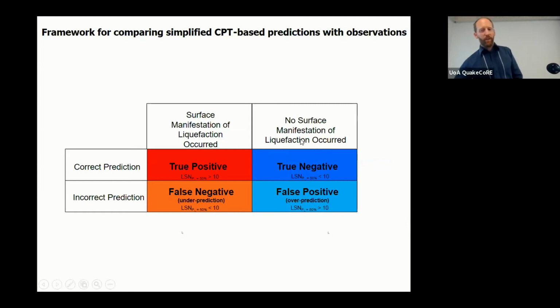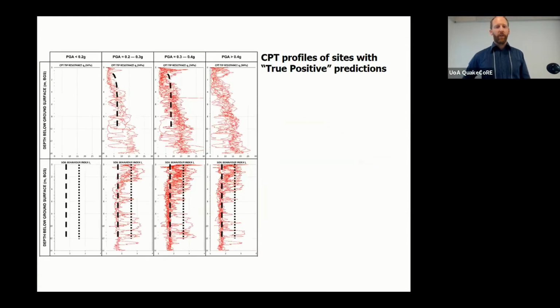Incorrect predictions, where we predict liquefaction to occur and it doesn't, is a false positive. And where liquefaction does occur, but we are predicting that it doesn't, is a false negative. So if we develop this framework, with true positives and true negatives being correct predictions, and false positives and false negatives being incorrect predictions, and we then start dividing up these curves a little bit more, we get a little bit more insight.